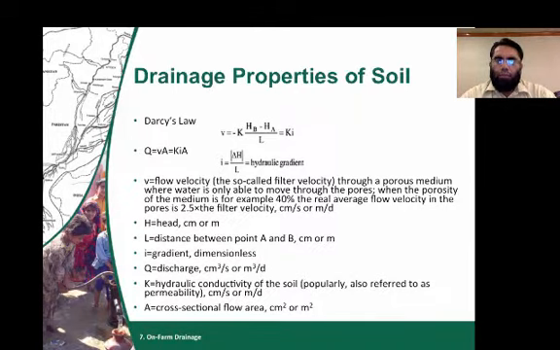And hydraulic gradient is basically the change in head per unit length. If you have 2 points A and B, and you want to determine the hydraulic gradient, you take the difference between the head at both the points and divide it by the distance between the points. By this way you get the hydraulic gradient.